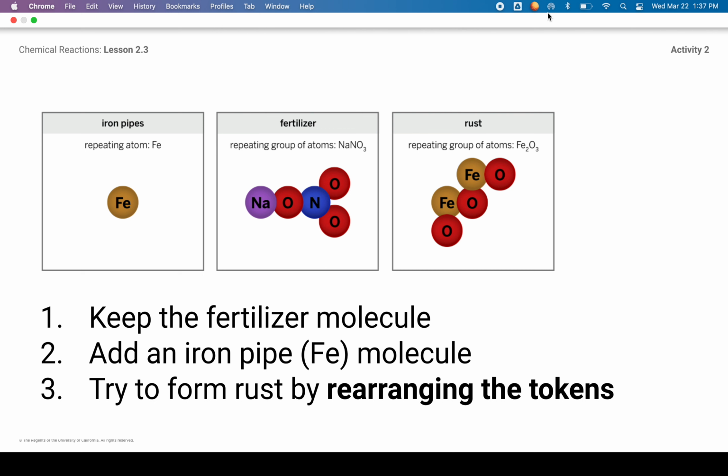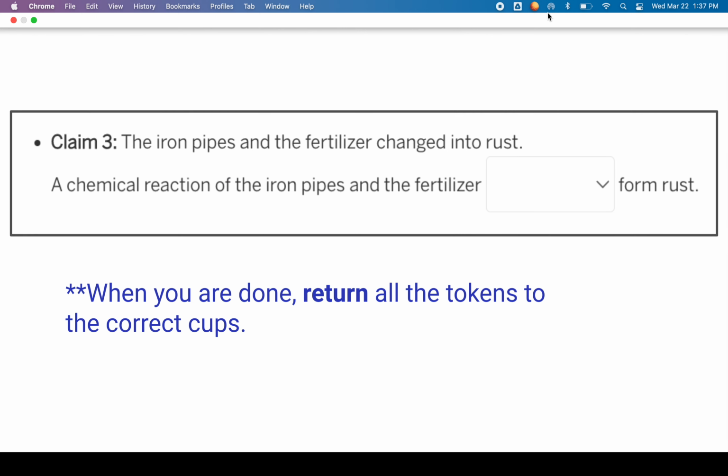And then because atoms cannot be created or destroyed, we had the 1 sodium and the 1 nitrogen still there. We just didn't have any use for them right now because that's not what we're studying. So ultimately they made another substance. We're not studying that right now, so I'm not worried about that. When you come back into the 3rd claim, we can see that the iron pipes and the fertilizer changed into rust. That's a chemical reaction between the iron pipes and the fertilizer that can form rust.